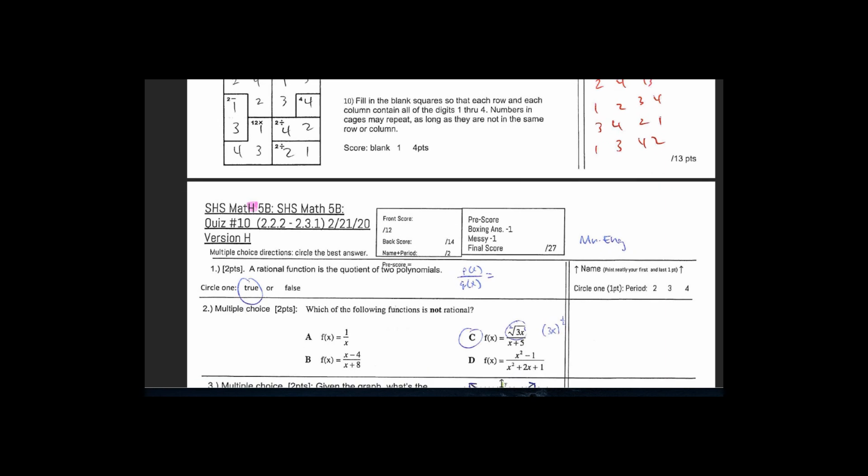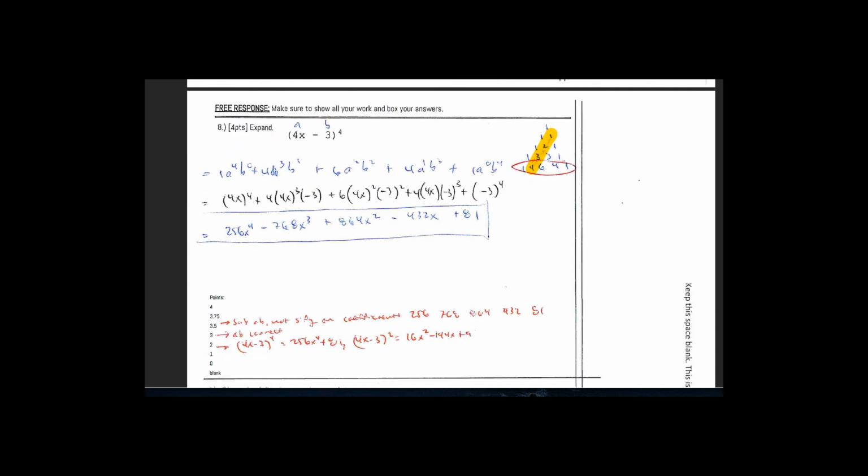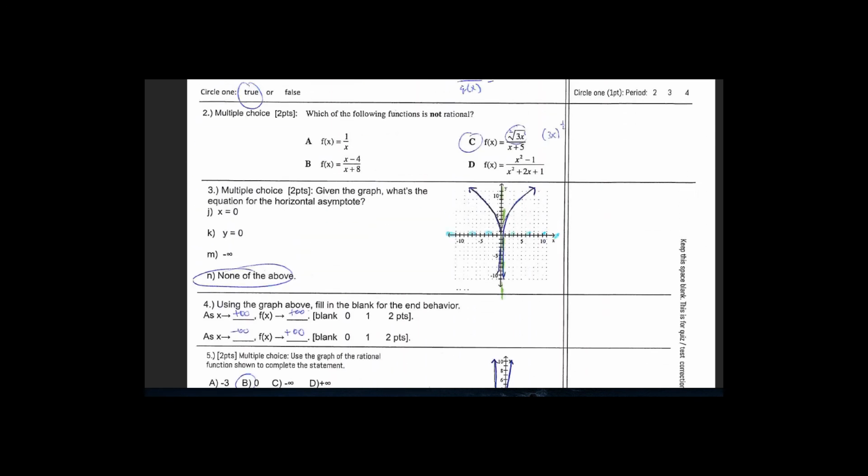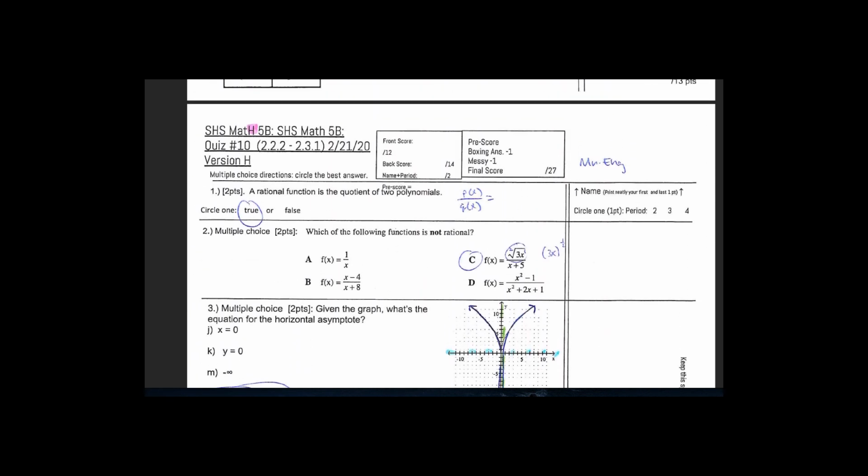So 13, 16 plus 2 should give us 31. Am I wrong? 16 plus 13 is 29. 29 plus 2 gives me 31. So this should be out of 31.